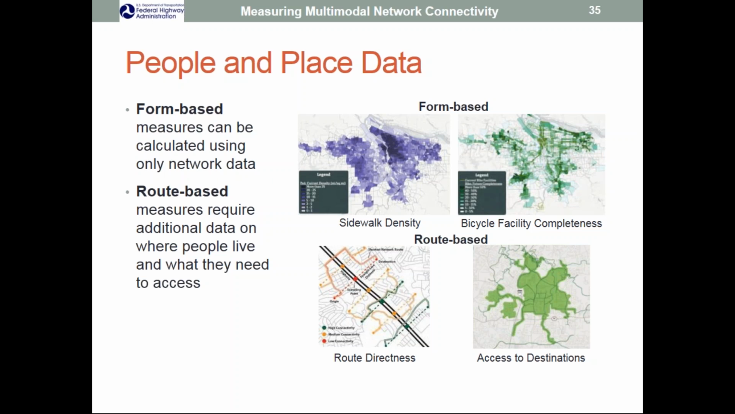But probably more useful for a lot of planning contexts are those route-based measures that you've already been hearing about. And those are the ones that can take into account barriers such as the railroads that were brought up in a question, interstates, or other gaps in connectivity. For that, you also need some people in place data, because the end goal of connectivity is to get people from where they are to where they're going.